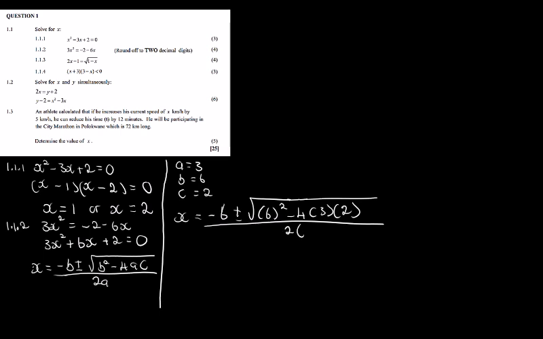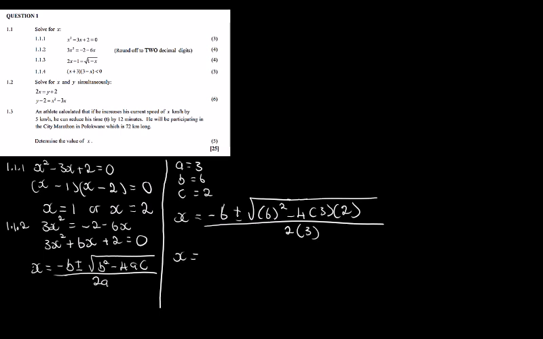So x is equal to what? Minus b, which is minus 6, plus or minus the root of 6 squared minus 4ac, which is 2, all over 2a, and then my a is 3, right?